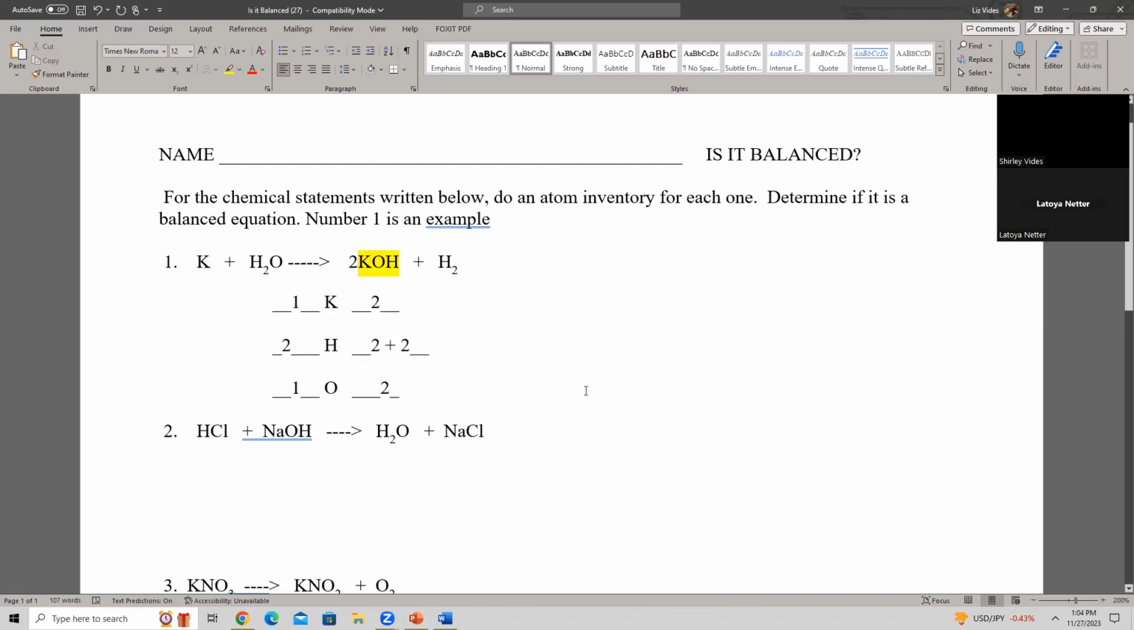Then you would have to add a 2 in front of the H2O in the other one. A 2 in front of this one. Then you have to come back in here and say, that's a 4, and that's a 2. Now the only thing that's not balanced is your potassium. If you put a 2 in front of that, then that becomes a 2. And there you go. That's how you figure out how to balance this way.